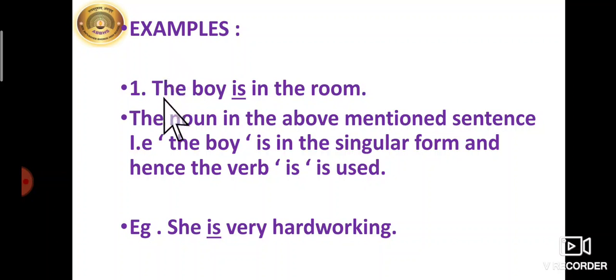Let's see an example. The boy is in the room. Here is is a verb because the boy, the noun, is in the singular form. So it is in the room. Here is is underlined because it is a verb. The noun in the above mentioned sentence, the boy, is in the singular form and hence the verb is is used. For example, she is very hard working. Now here the pronoun she is pointing towards a singular person. So therefore the verb is is used. She is very hard working.